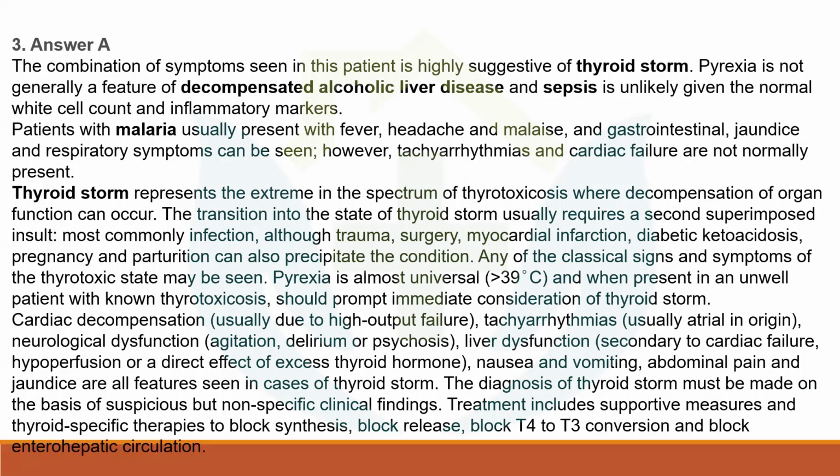We'll see what it is. The combination of symptoms seen in this patient is highly suggestive of thyroid storm. Pyrexia is not generally a feature of decompensated alcoholic liver disease, and sepsis is unlikely given the normal WBC and inflammatory markers. A patient with malaria usually presents with fever, headache, malaise, and gastrointestinal, jaundice and respiratory symptoms can be seen. However, tachyarrhythmias and cardiac failure are not normally present. So the other things are ruled out, and the most probable diagnosis in this case is thyroid storm. Thyroid storm explains everything here.